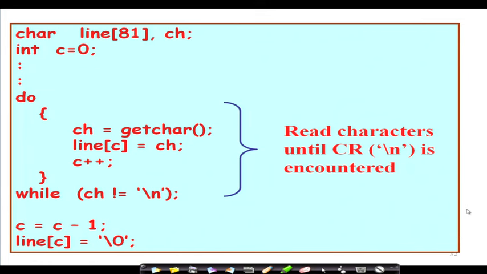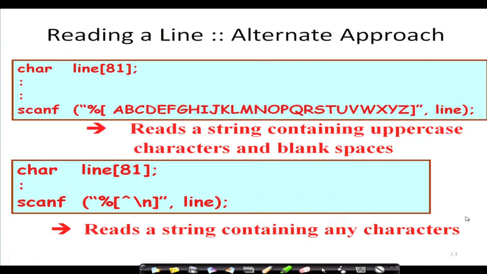So, here we have read the character until the carriage return or backslash n is encountered, and then we make it a valid string by replacing backslash n by backslash 0. Okay. An alternative approach of reading a line can be this, that I just specify the format. Here, till now what we have seen is that our formats could be percentage %s, percentage %d, percentage %f, like that. I can also specify my format in this way.